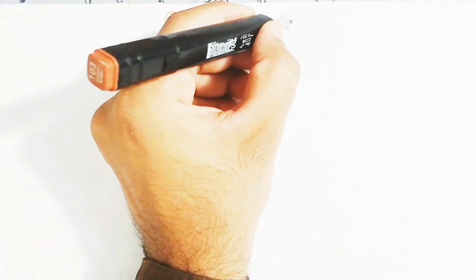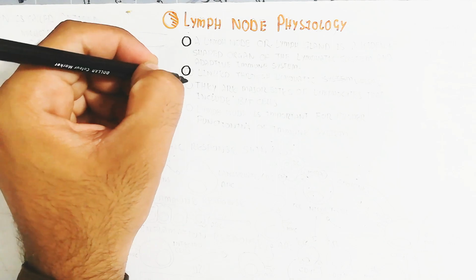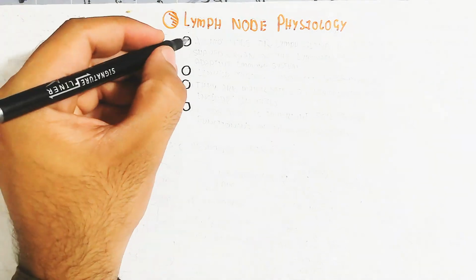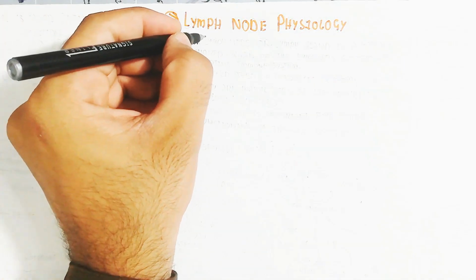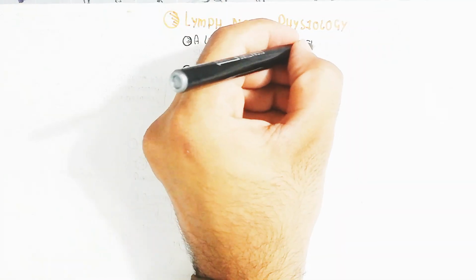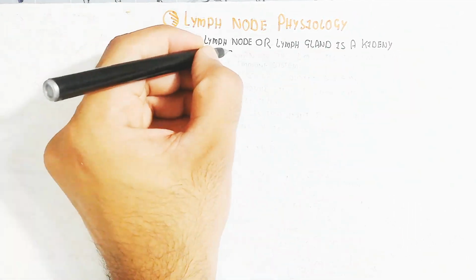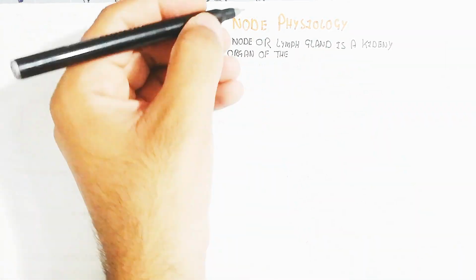So, what is the lymph node? First of all, we need to understand what a lymph node is. Let's begin with the lymph node, or lymph gland. A lymph node, or lymph gland, is a kidney-shaped organ of the lymphatic system and the adaptive immune system. So, what is the lymphatic system?